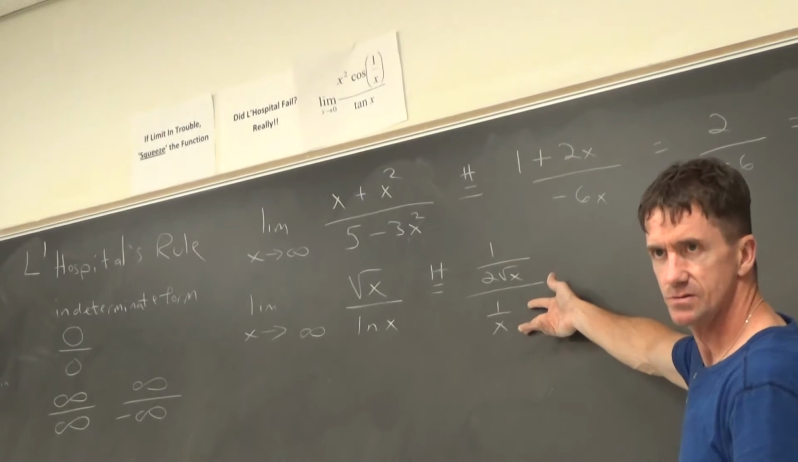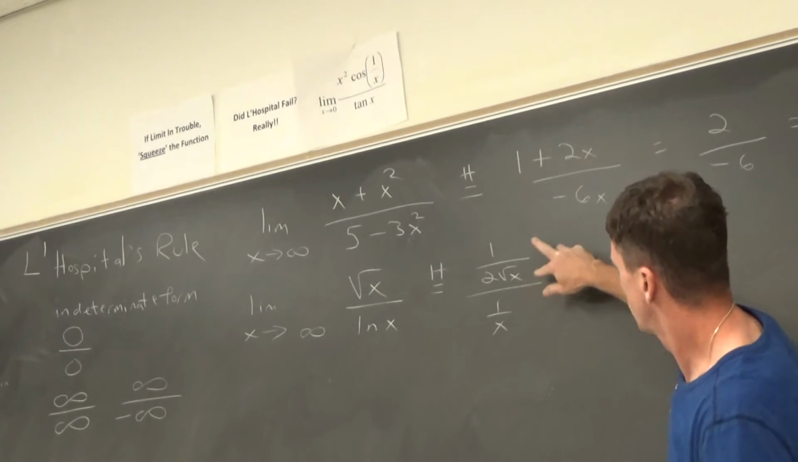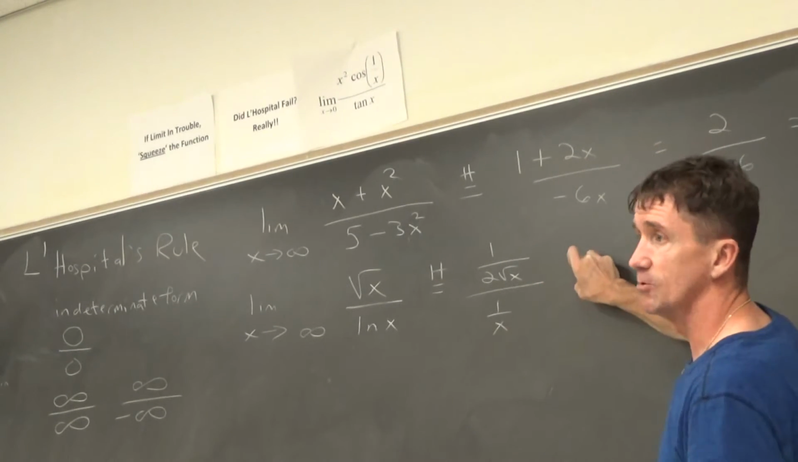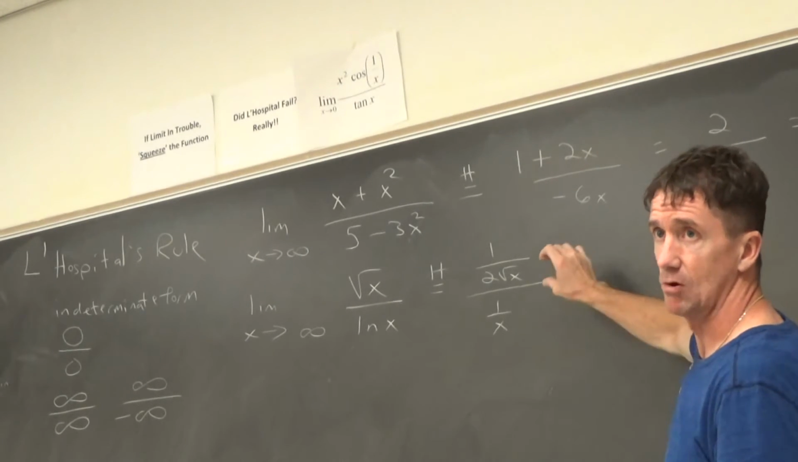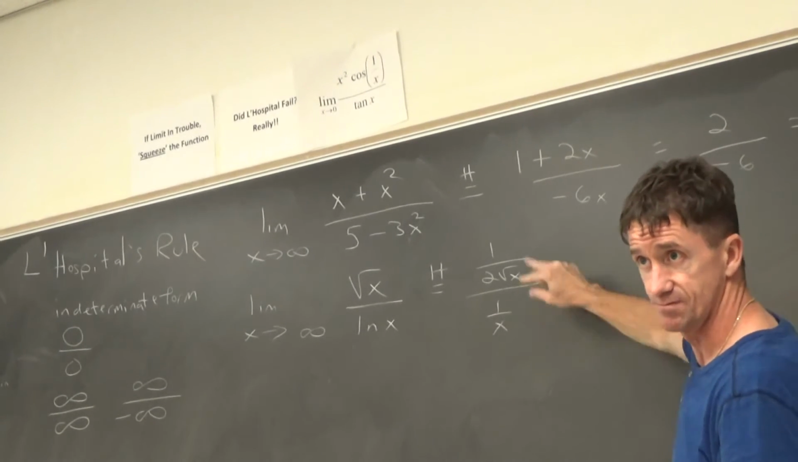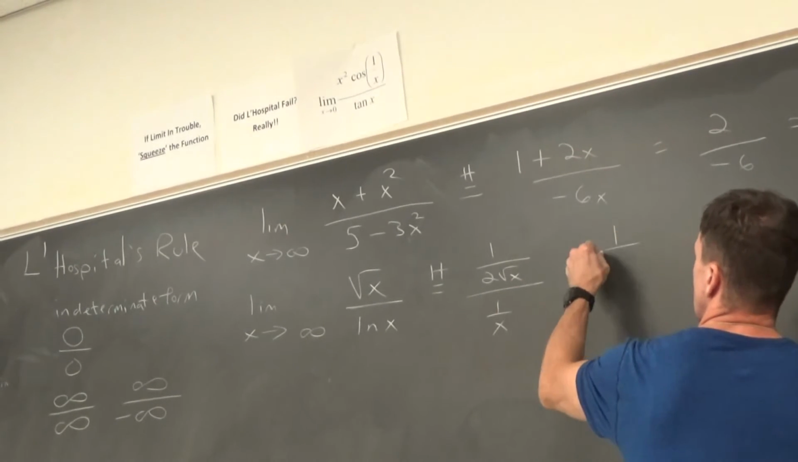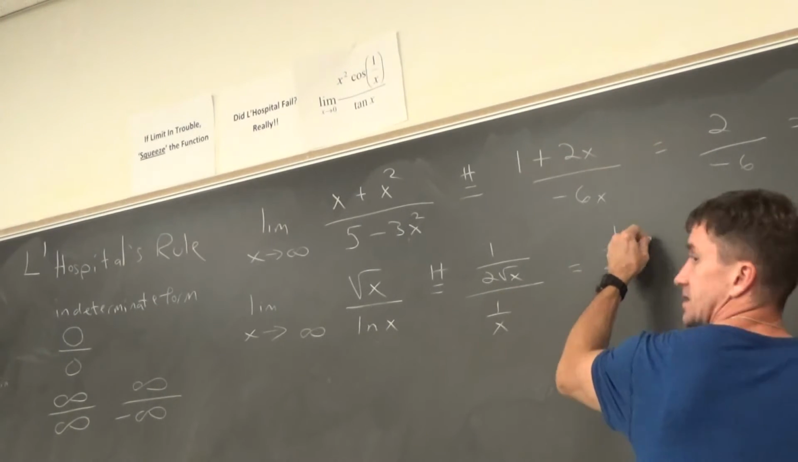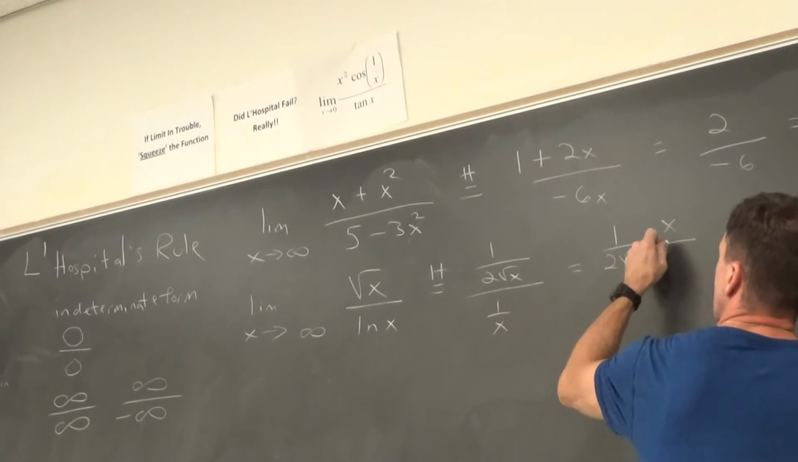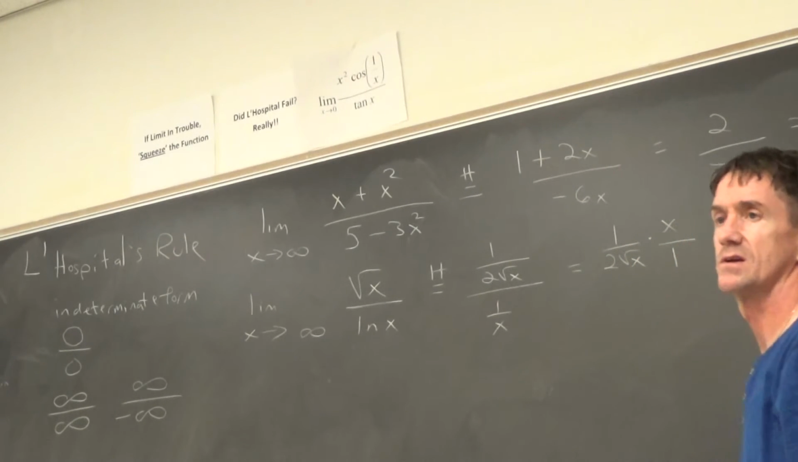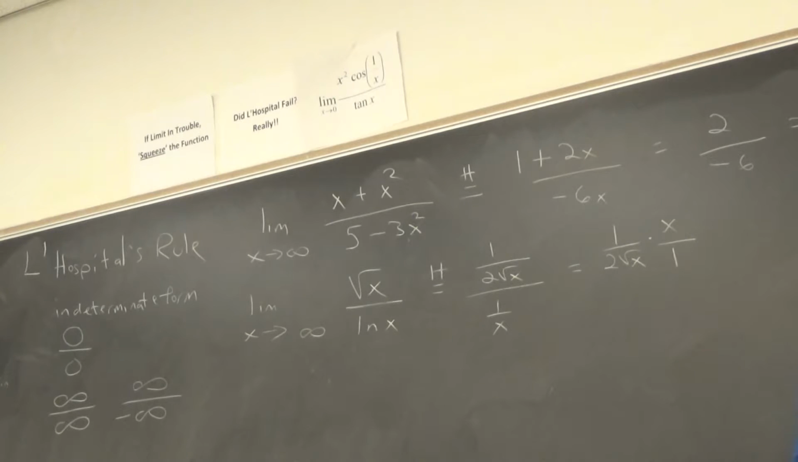So how do you deal with this? You multiply by the reciprocal. I'm not going to put the H symbol over the equal sign, because right now I'm not applying L'Hopital's rule again. I'm just going to simplify this. This is equal to 2 square root of x times x. Now this could be the hardest thing, because we're going back to algebra. How do you simplify x over square root of x?